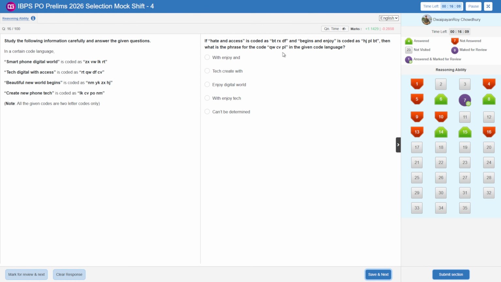Okay. What is the code for QWCVPL? PL is here and PL is something new. So it is going to be the code for and, right? No, common in these two is going to be BT. BT is for and. So PL and enjoy, JPL is going to be for then begins because enjoy is already there, I guess. Begins or enjoy, which one is here?